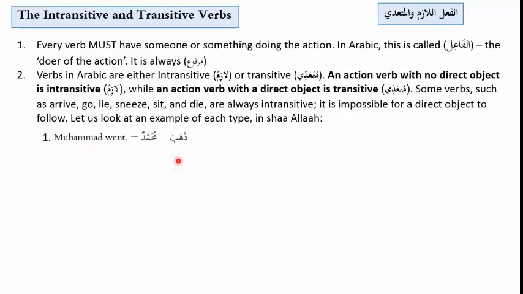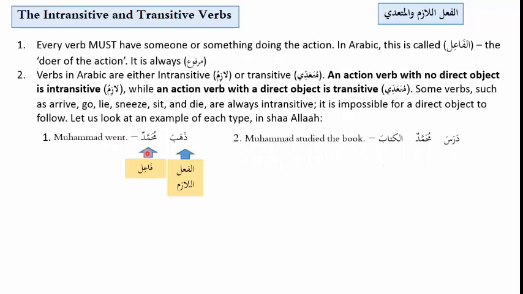Muhammad went. Dhahaba Muhammadun. This is from the word go. Go, went is the past tense, right? Dhahaba Muhammadun, right? We have the fi'l al-lazim is dhahaba. Muhammadun is the fa'il. So you see the two parts of the sentence here in the Arabic language, right? Which is the same thing in our English. Muhammad went. That is enough. So this is the fi'l lazim. It has a fi'l and a fa'il.